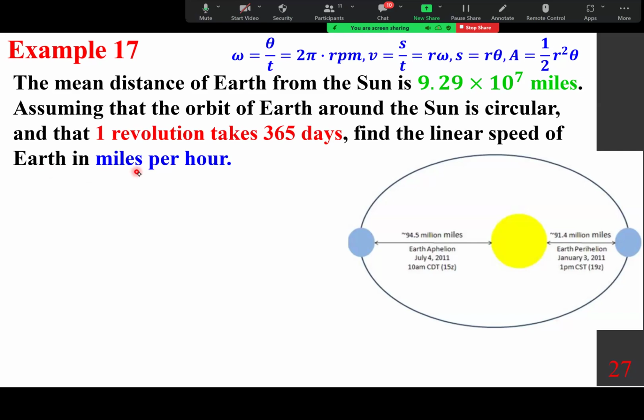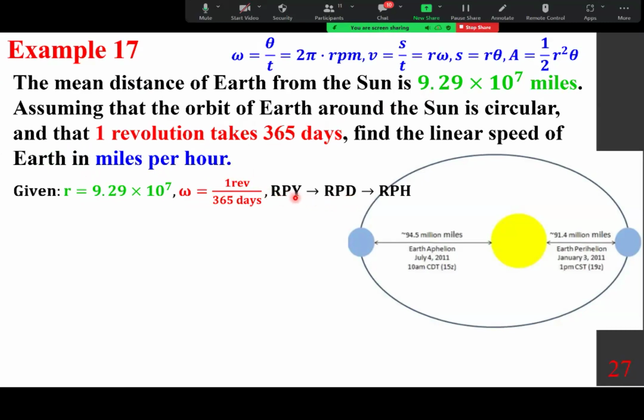So there are some approximations here. So first and foremost, we have to look at what is given, everybody. Remember, we are ultimately looking for the V, and the radius is this much. One revolution, a complete revolution around the sun, per year. That means one revolution per 365 days. So first, this is the R. Secondly, omega is one revolution per 365 days. We are going to change it to RPD, revolutions per day. This is revolutions per year, Y. RPD, revolutions per day. RPH, revolutions per hour.